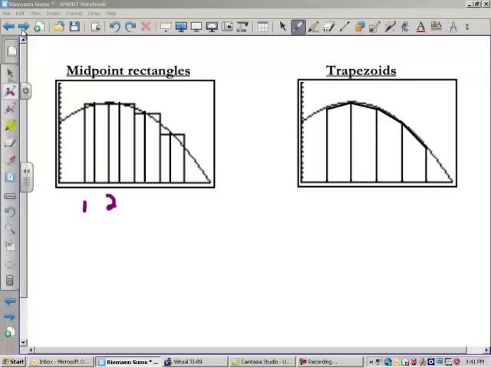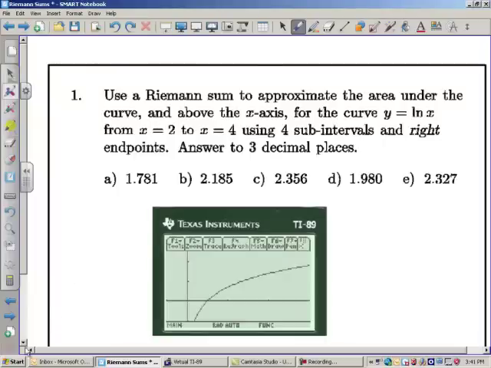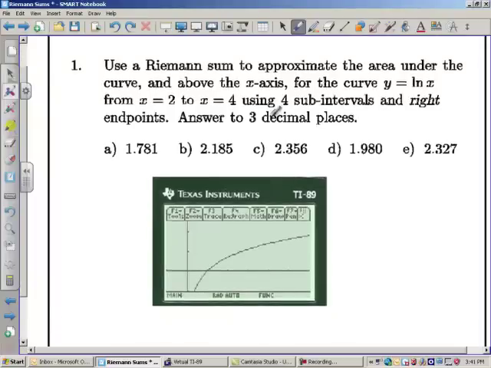I'm going to show you some examples of these, but before that I want to go ahead and do an example like what we did yesterday. I want to use a Riemann sum. That just means we're approximating the area under a curve. Under y equals natural log of x from x equals 2 to x equals 4 using 4 subintervals and right hand endpoints. So the first thing I'm going to do is figure out the width of each rectangle.